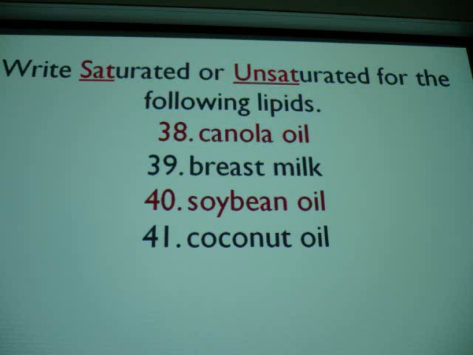Coconut. Saturated. Coconuts are bad for you. That's confusing. I love them. I should know right there they're bad for me. Coconut's the one you don't want to eat if you're diabetic. And I love a Mounds candy bar. I love coconut cake.